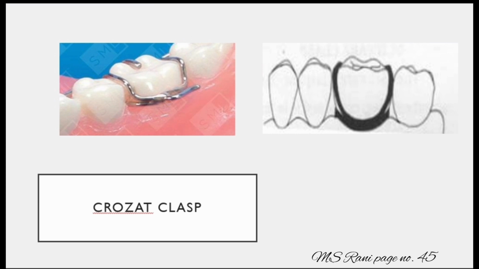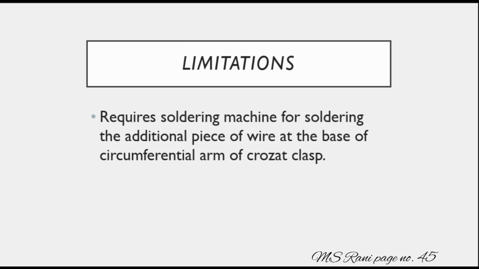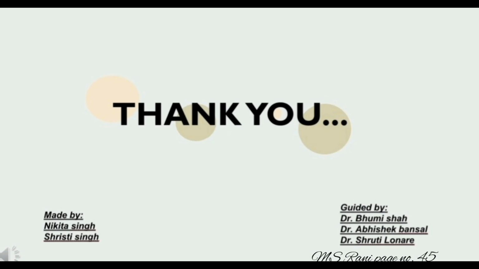Now the parts, it has two parts. First one is the circumferential arm and next one are the retentive arm and tags. Now uses, it is used as a retentive component for active removable orthodontic appliances. Now it has certain advantages and limitations. Now let's see the advantages first. It is easy to fabricate and offers better retention than the full clasp. Limitations, it requires a soldering machine for soldering the additional piece of wire at the base of the circumferential arm of the crozet clasp. So now we are done with all the clasps.